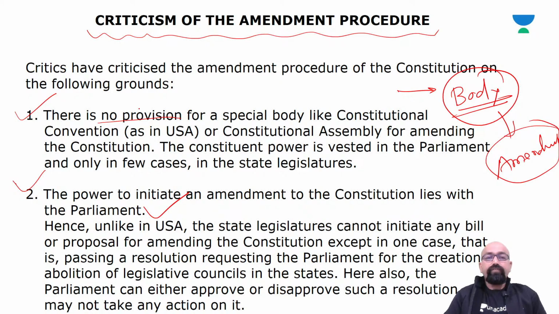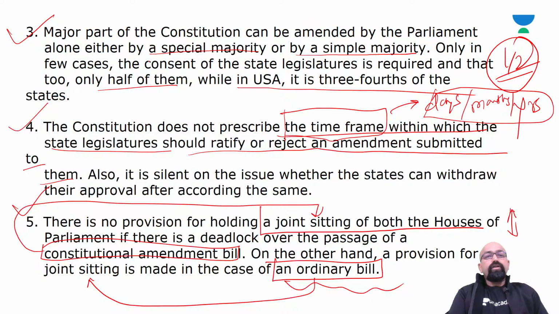So we have studied today the procedure to amend our constitution, after that the types of amending our constitution, and next the criticism of the amendment procedure. These are the points to be noted or remembered with this chapter.